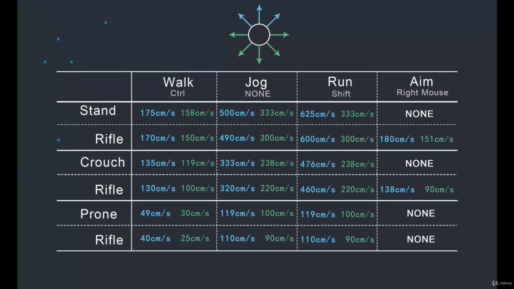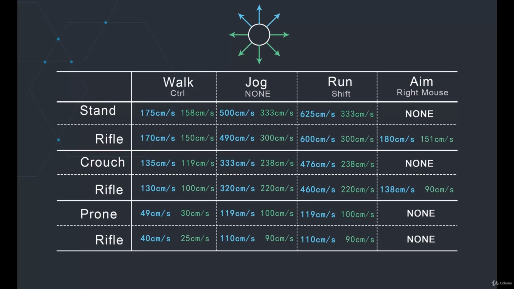Let's start with this picture. The character can move in a total of 8 directions. The blue arrows indicate left front, forward, and right front, all of which move at the same speed when in the same pose. The green arrows indicate left, right, left back, and right back, and these directions move at the same speed when in the same pose.